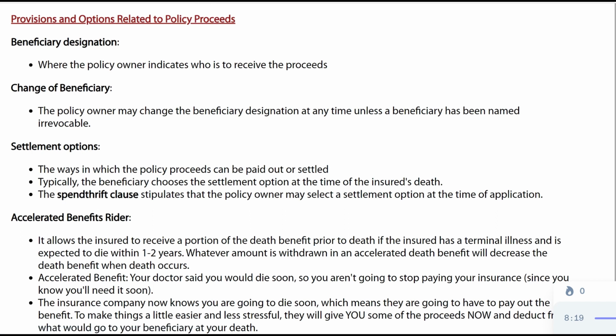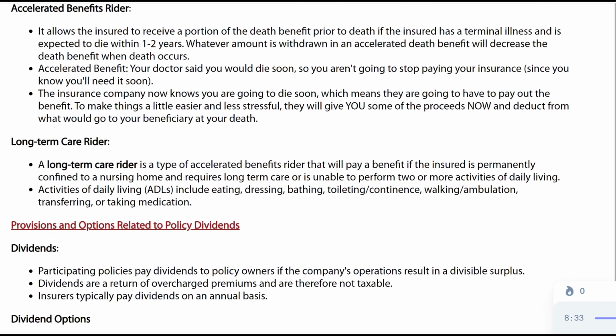Typically, the beneficiary chooses the settlement option at the time of the insured's death. The spendthrift clause stipulates that the policy owner may select a settlement option at the time of application. Accelerated benefits rider. It allows the insured to receive a portion of the death benefit prior to death if the insured has a terminal illness and is expected to die within 1-2 years. Whatever amount is withdrawn in an accelerated death benefit will decrease the death benefit when death occurs.